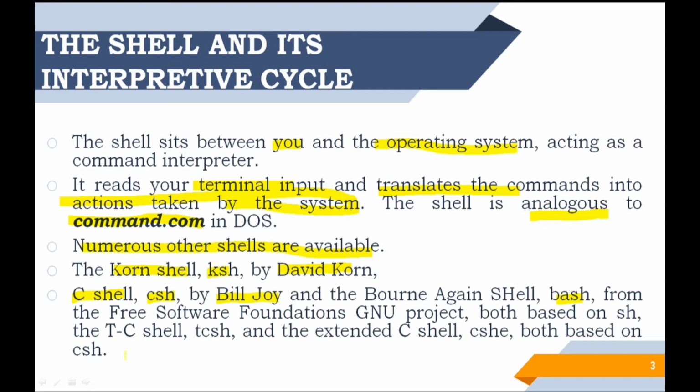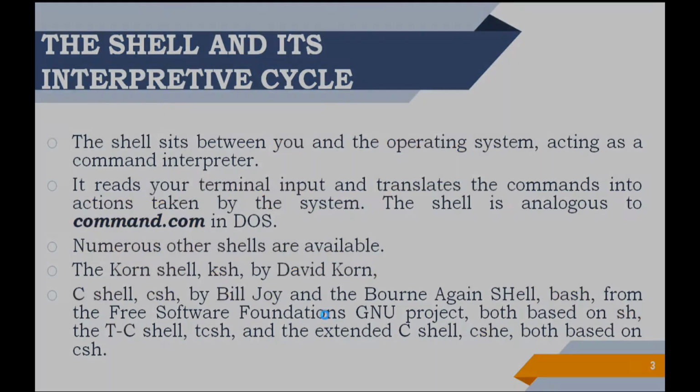Both csh and bash are based on the sh shell, our default Bourne shell. Then the TC shell, tcsh, and the extended C shell, short name cshe, are both based on the C shell. So these are the many shells available in different Unix operating systems. But by default the Bourne shell, sh, will be present on each and every Unix operating system.